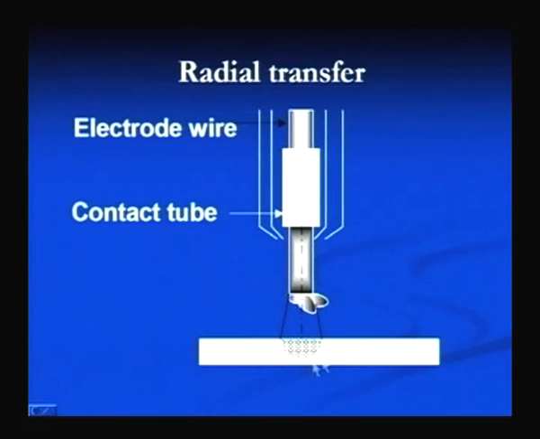Radial transfer is another transfer mode. Due to the gases coming out from the weld pool side, and the various arc forces, the droplets being formed at the tip of the electrode move in radial directions. This leads to spatter during welding, however, it also takes place under some conditions.